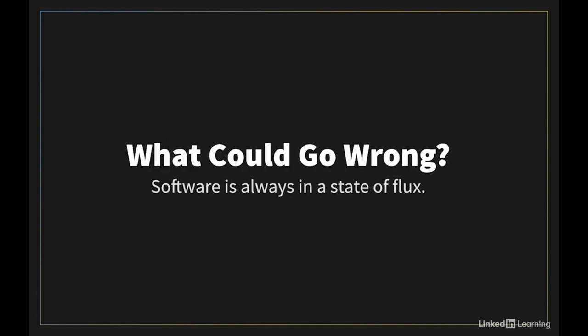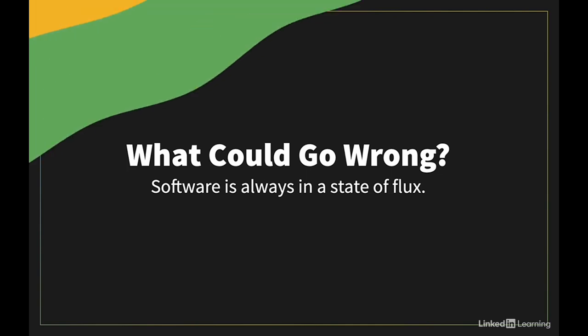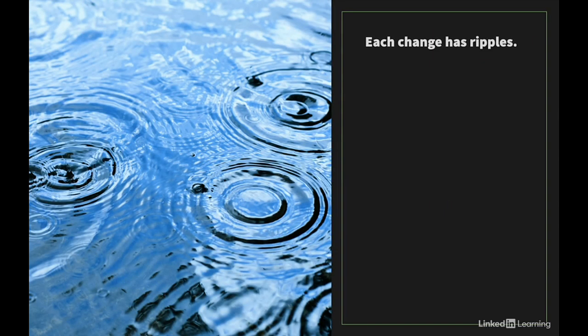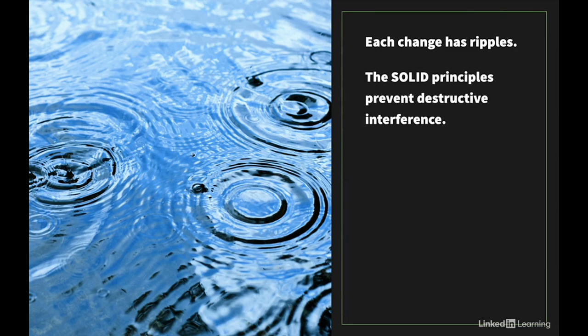Software is always in a state of flux. It's essential to ask, what could go wrong when someone needs to make a change to our software? The state of flux is like tossing pebbles into water. Each pebble has ripples. Ideally, each change is isolated. It's best if there's a way to confine the ripples to prevent adverse consequences.